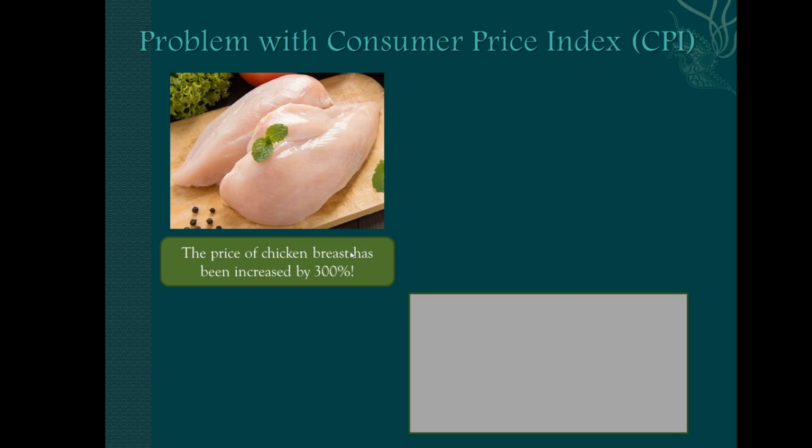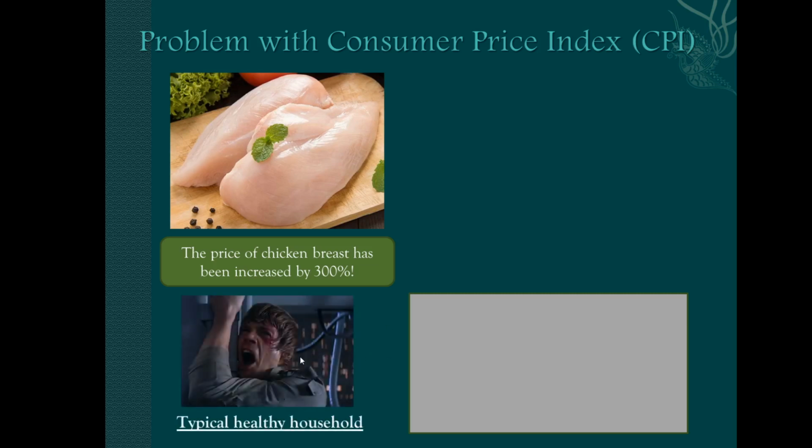But what about this? If the typical household is like this guy right here, Luke. If they are like Luke, what are you going to do? Luke is one typical healthy household, and when he sees the price of chicken breast has increased by 300%, he's like, no, why? So what should they buy?